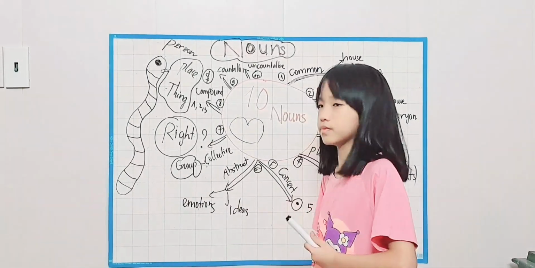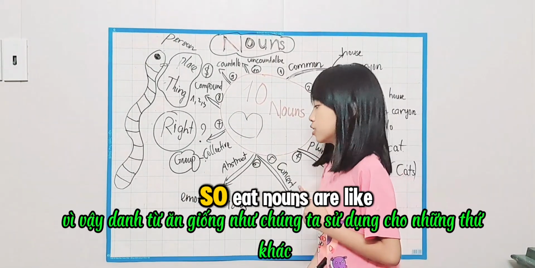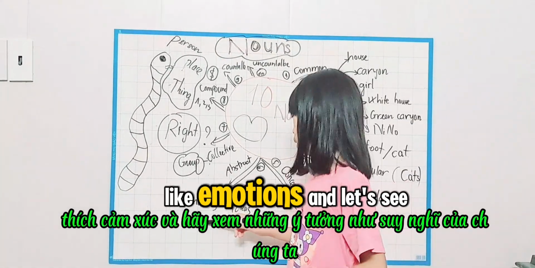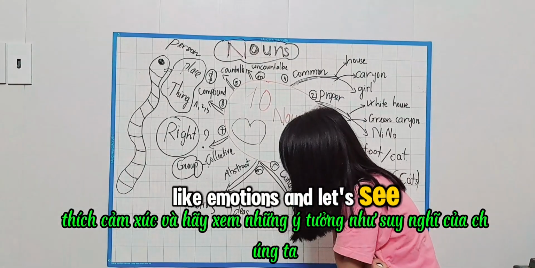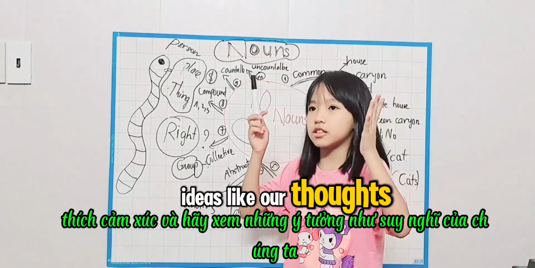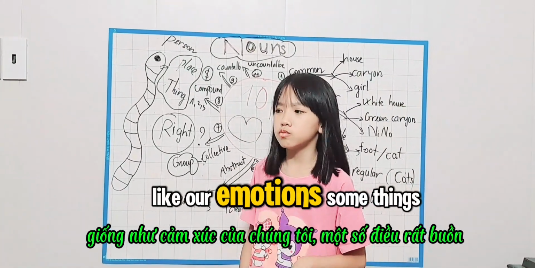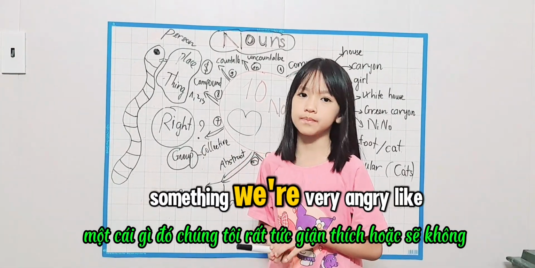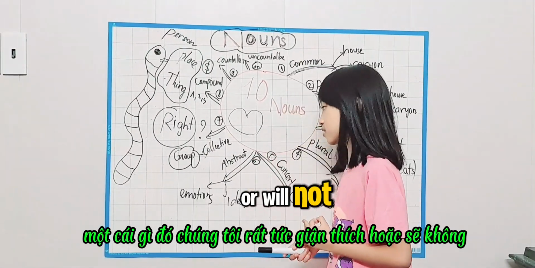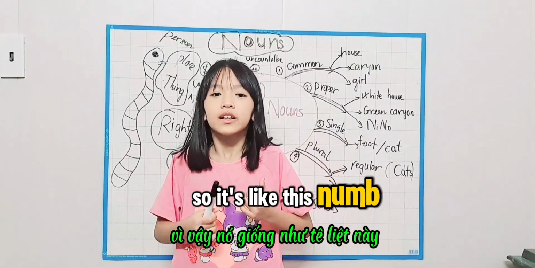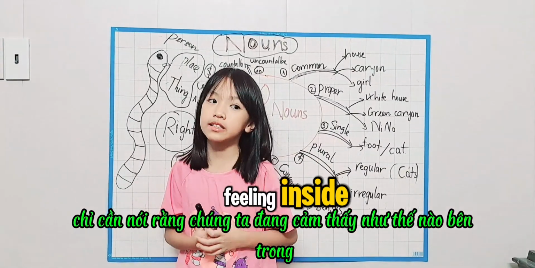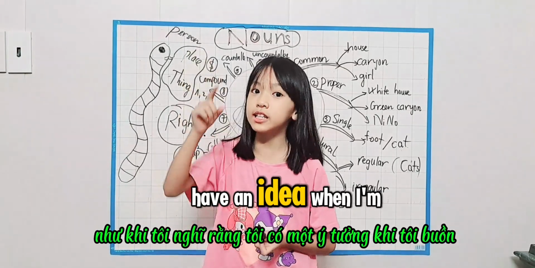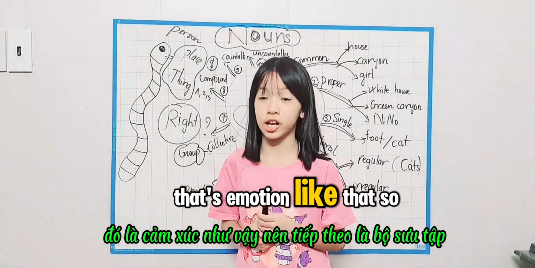So then, next is abstract nouns. These nouns are used for other kinds of things, like emotions, and let's see, ideas, like our thoughts, like our emotions. Sometimes we're sad, sometimes we're happy, sometimes we're pleased, sometimes we're very angry or mad, like that. So this noun says how we're feeling inside, or what we're thinking inside. Like when I think, I have an idea. When I'm sad, that's an emotion, like that.